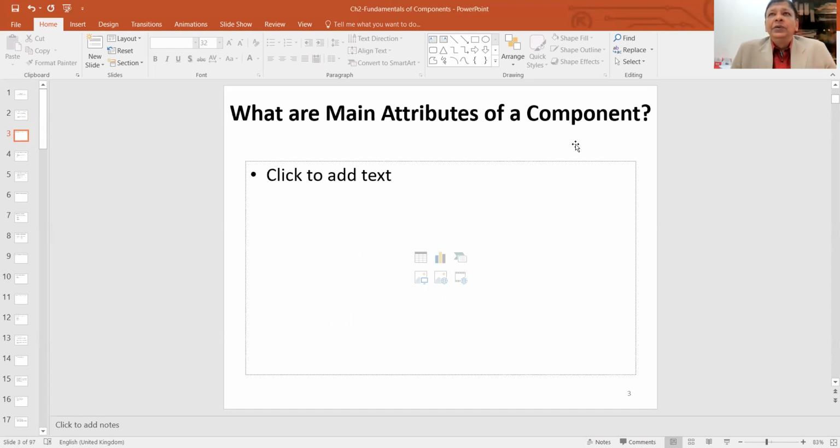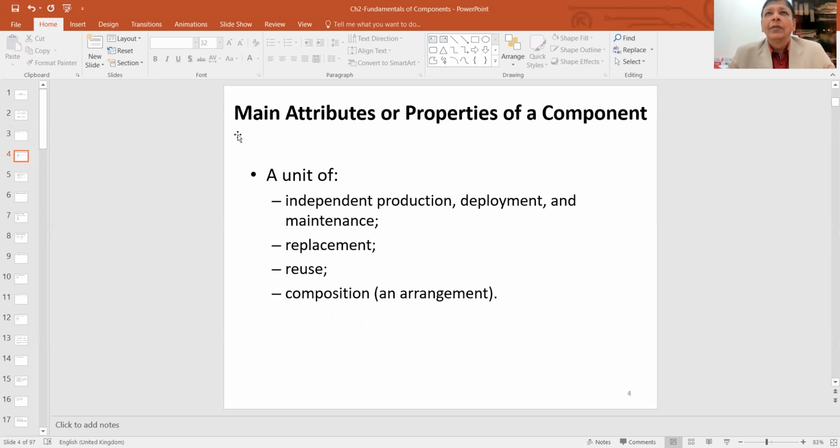What are the main attributes of a component? That's the next topic. A component is a unit of independent production, deployment, and maintenance. So it's a unit. We can independently develop it, independently deploy it, and independently maintain it. And then we can replace it with a new component. Whenever we have a new component, we can replace the old component with the new one: upgradability.